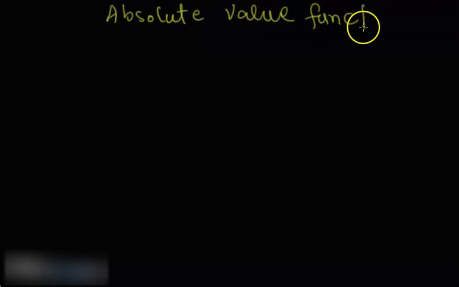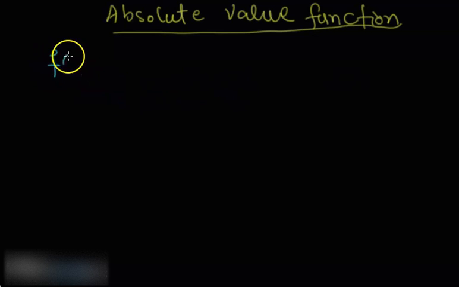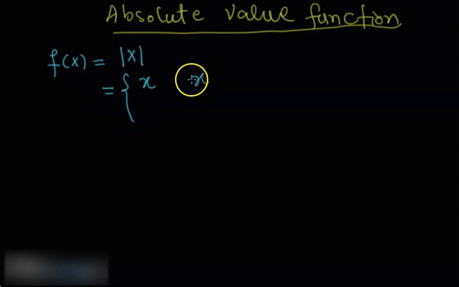So now we will talk about the absolute value function, or you can simply say the absolute function. First we're going to talk about how we define this. It's defined as f of x equals absolute of x, and mathematically it's a piecewise function which can be defined by x when x is greater than or equal to 0, and minus x when x is less than 0. The question is how to plot this.